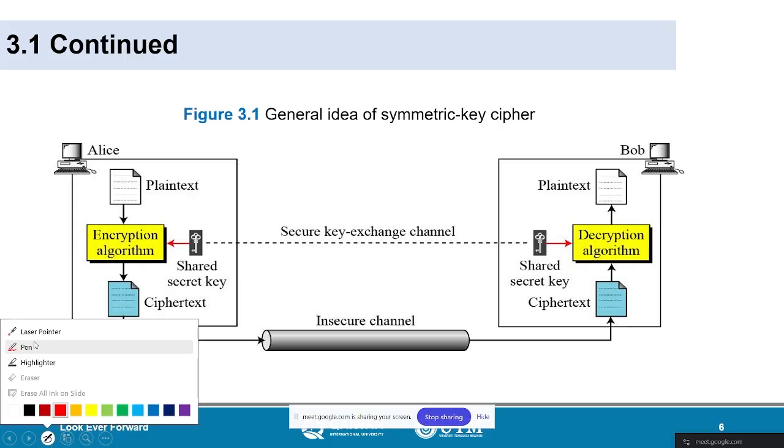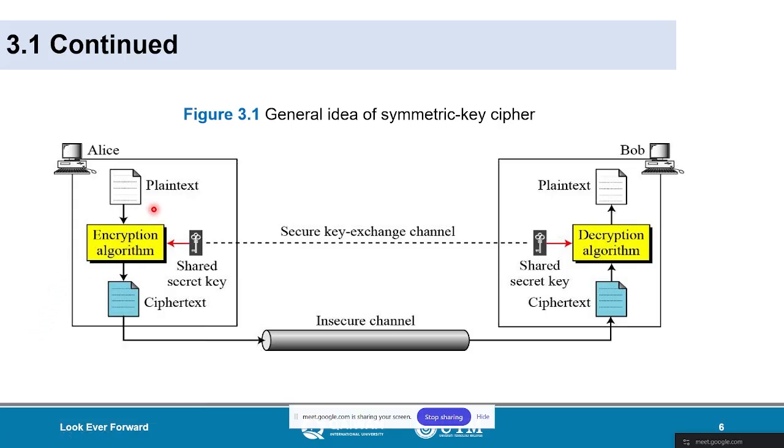Now let me choose a laser pointer. Yeah, this one's better. Now a plain text being encrypted, converted to ciphertext. The ciphertext being sent through internet all the way to Bob. Now Bob got the ciphertext. He will use the decryption algorithm with the specific key, and he will get the plain text. So this is mainly the general idea of encryption and decryption.